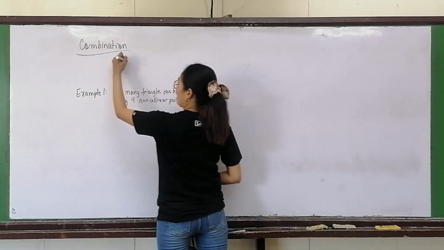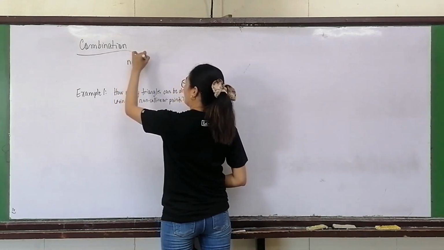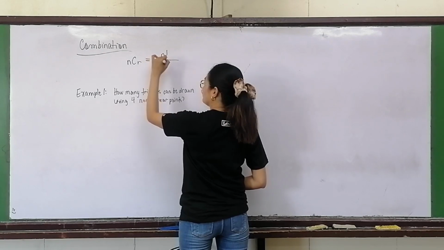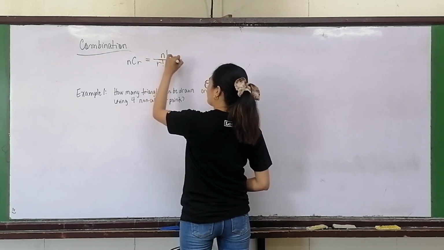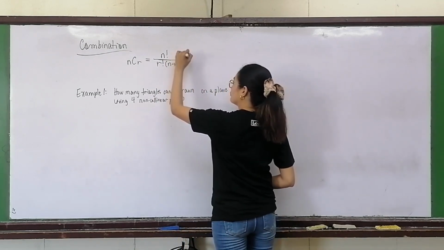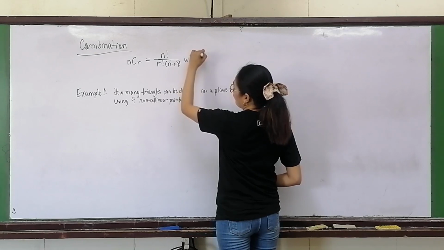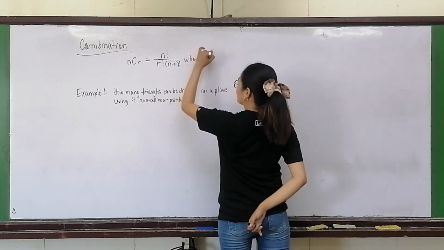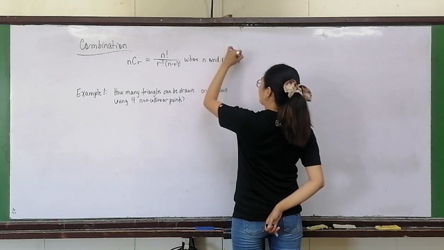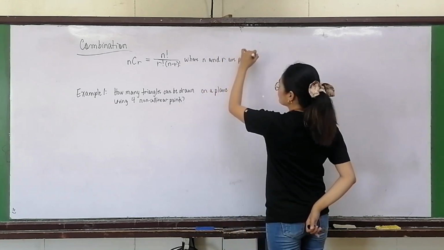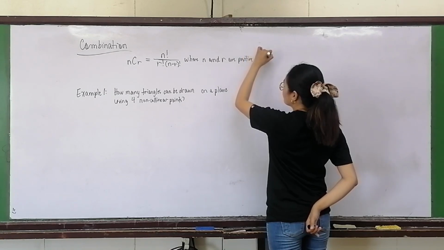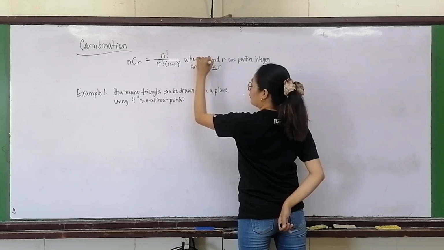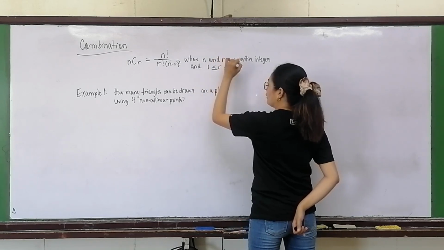objects is given by nCr equals n factorial over r factorial times the factorial of n minus r, where n and r are positive integers, and r is greater than or equal to 1 and less than or equal to n.